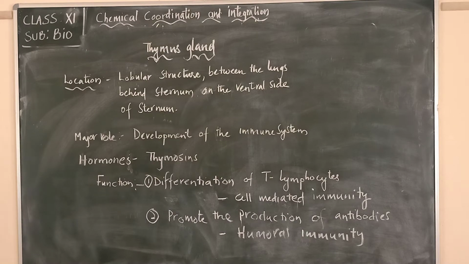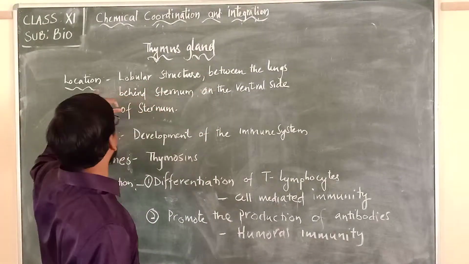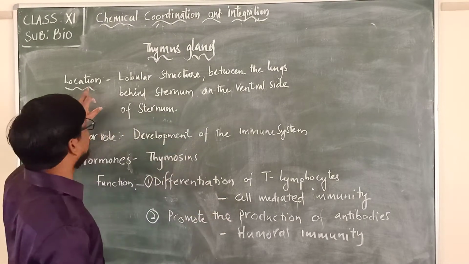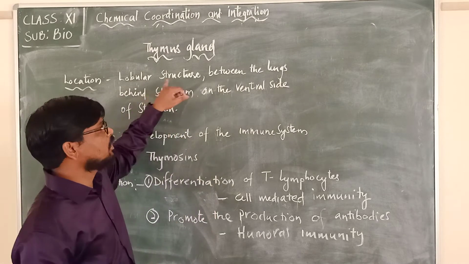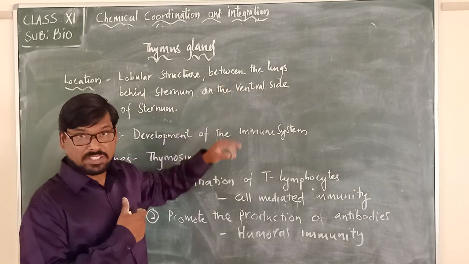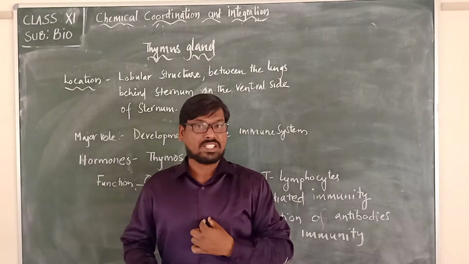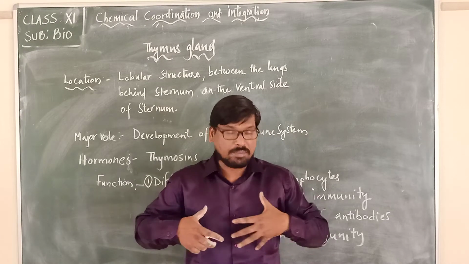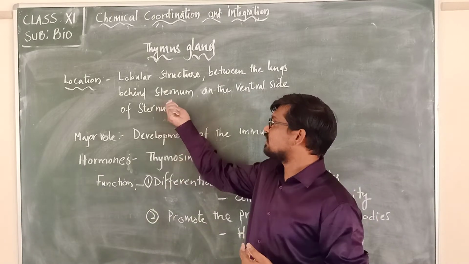Now the next one we are going to discuss is the thymus gland. The thymus gland is another gland present in the endocrine system, located as a lobular structure, just like lobules. It is present between the lungs, just behind the sternum, the flat bone at the center of our thoracic cavity, where the ribs come and join.